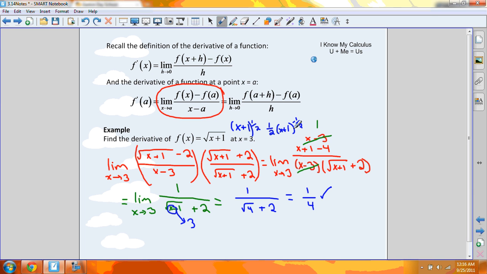And now I just plug in x equals 3. So this gives me 3 plus 1, so 4 to the negative 1/2, which is 1 over square root of 4, which is 1/2, times 1/2 is 1/4. So we did do it correctly.